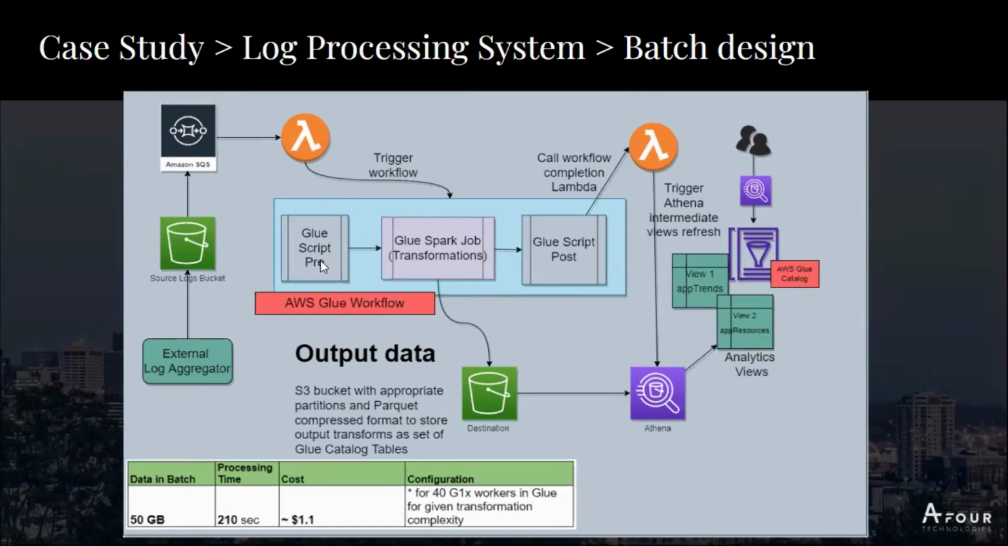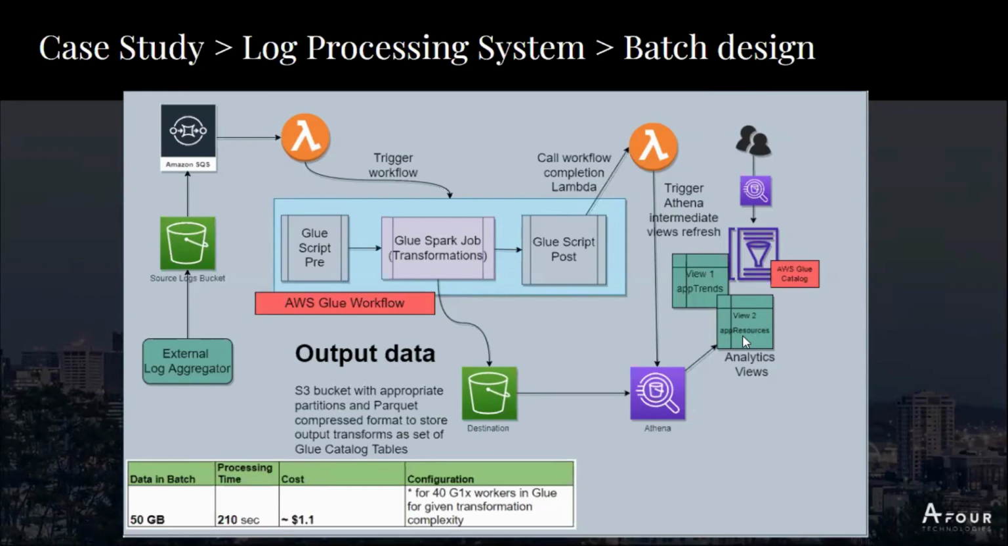So essentially, once the workflow runs and the transformations happen, there is a post-workflow script that runs and triggers a Lambda service, which calls Athena to process this data and populate intermediate tables, which are some of the use cases that the stakeholders are interested in. In this case, it could be the app trends, or it could be the resources that the applications are using, right? And this would then be populated and available in the AWS catalog.